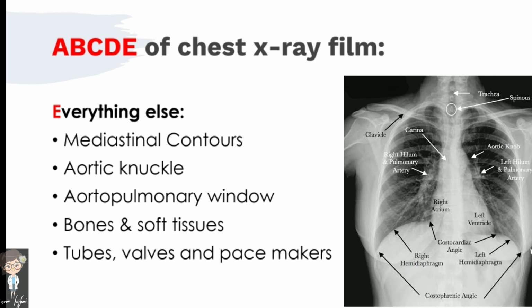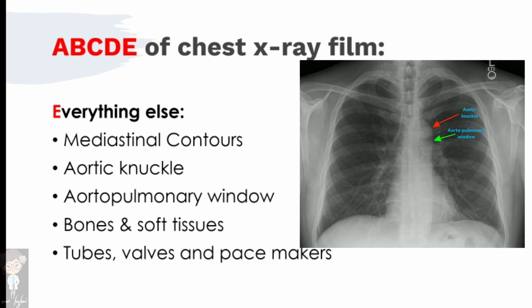The last step of ABCDE of chest X-ray is E, which covers everything else that remains, including the mediastinal contours containing the heart, great vessels, lymphoid tissues, and a number of potential spaces where pathology can develop. The aortic knuckle is located at the left lateral edge of the aorta, and reduced definition of aortic knuckle contours can occur in the context of an aneurysm. The aortopulmonary window is the space between the arch of the aorta and the pulmonary arteries. This can be lost as a result of mediastinal lymphadenopathy.